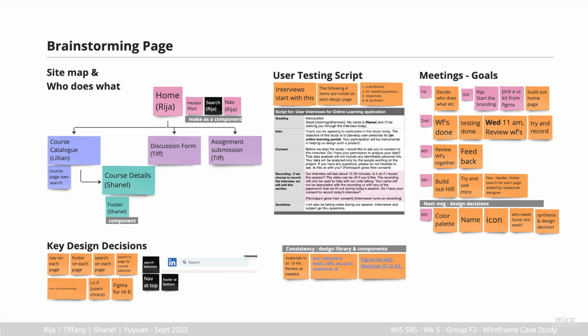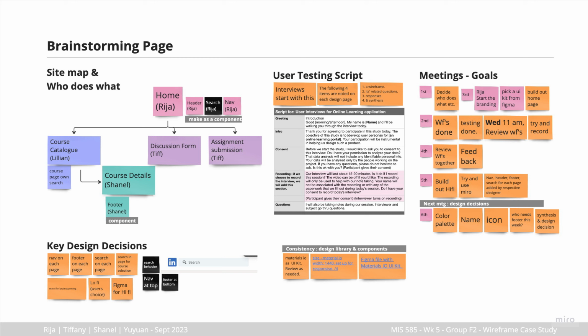What you'll see in the top left is our sitemap and also the division of the tasks, our user testing scripts, some of our meeting goals, and at the bottom you're going to see some key design decisions. So one of the things that we decided to do was a navigation on each page, a footer on each page, and a search on each page. Now these weren't specifically asked for, but in any website you would see this.